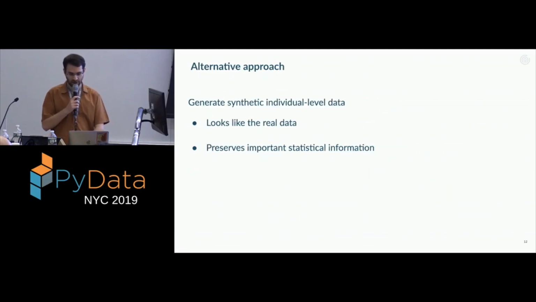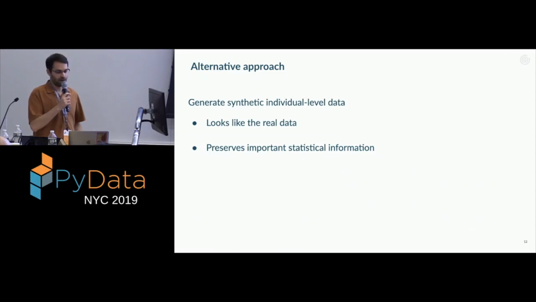So today I'm going to talk about an alternative approach that tries to get away from some of these problems. And the basic idea is instead, we're going to generate fake data, synthetic data, that's going to be individual level data, and that's going to look like the real data that we started with, and it's going to preserve important statistical information from the data so that people can research with it.